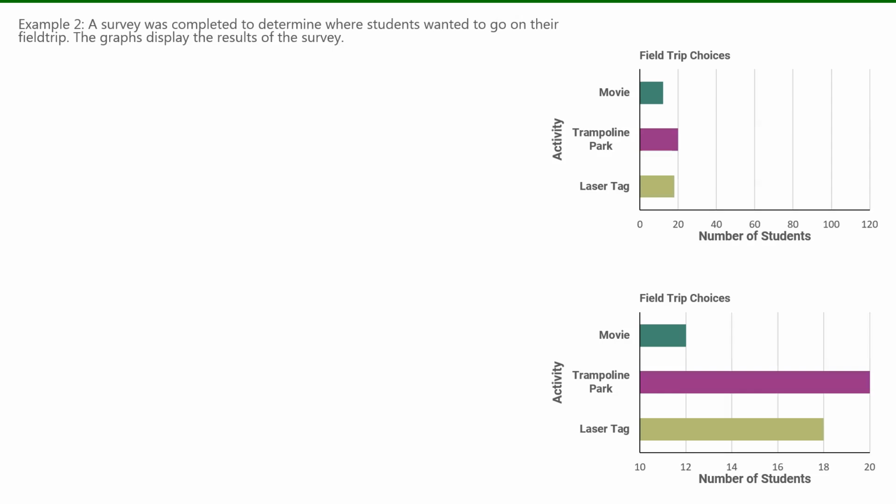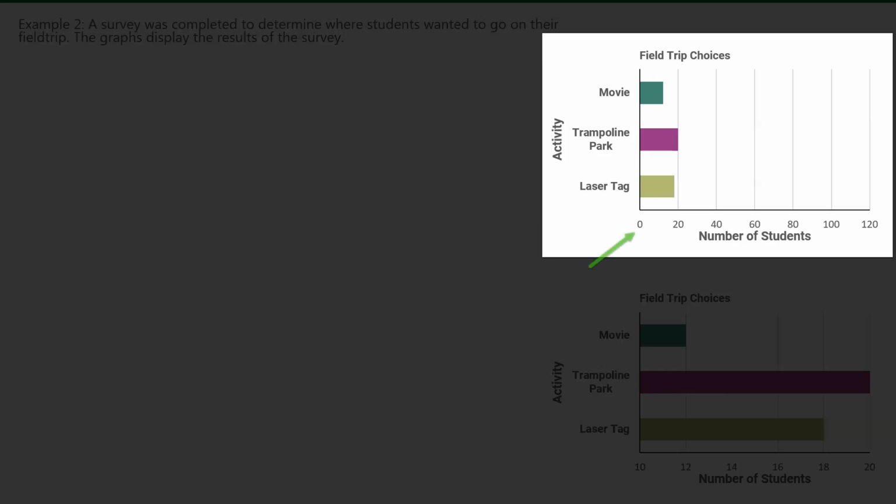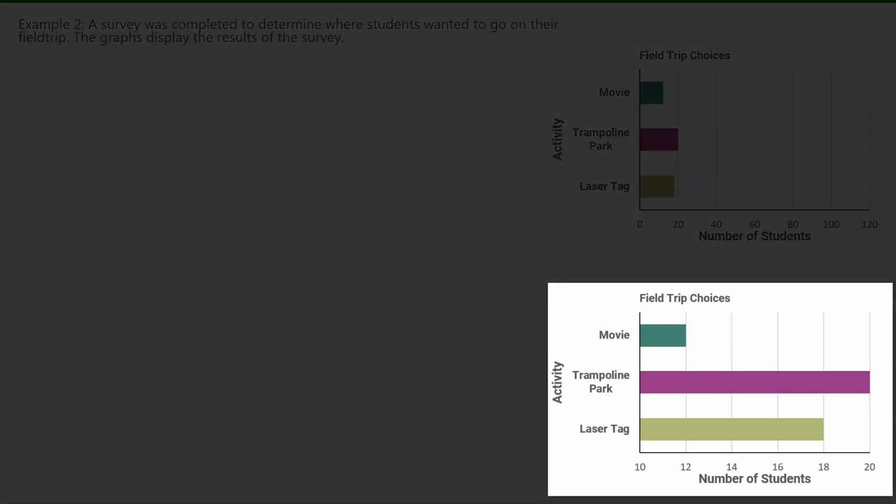Example 2. A survey was completed to determine where students wanted to go on their field trip. The graphs display the results of the survey. When I look at the first graph, I can see that the scale starts at 0 but increases in increments of 20. When I look at the second graph, I can see that the scale has been truncated, meaning it doesn't start at 0, and increases in increments of 2.